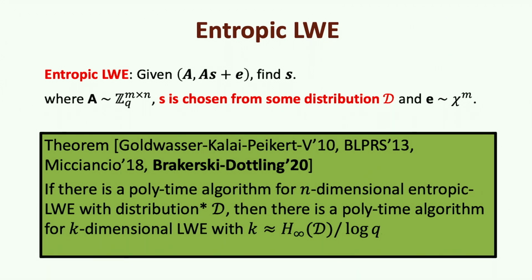So you would expect that as the distribution has less and less entropy, the problem becomes easier and easier. So being able to solve it impresses me less and less. In other words, it lets me solve lower and lower dimensional LWE problems, and that is characterized by this. Good? That's the theorem.